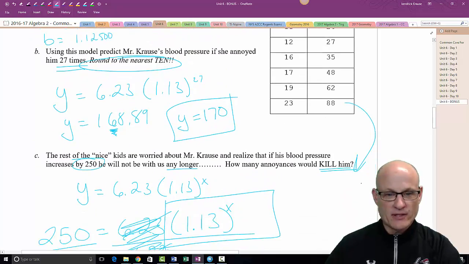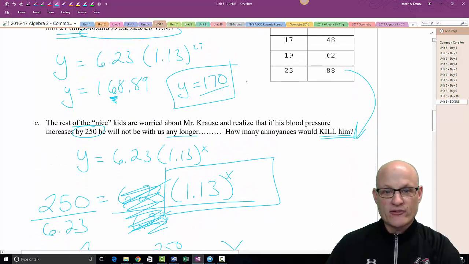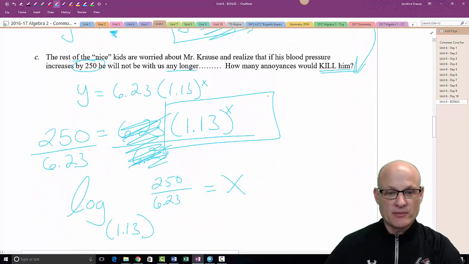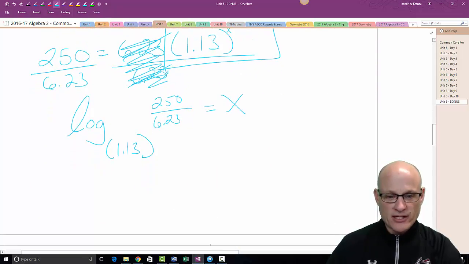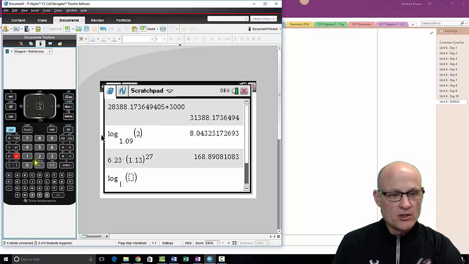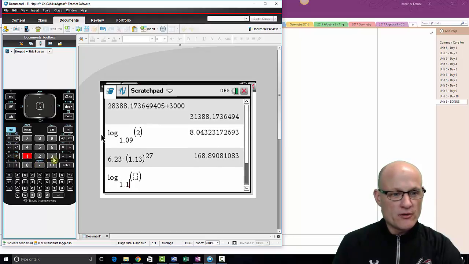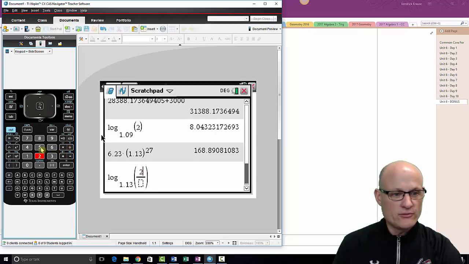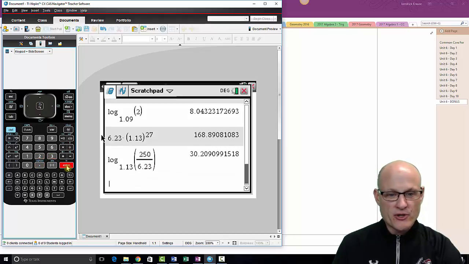Now, 250, that's a lot more than that. It's like way up here somewhere. So we got to figure out, well, I don't know. 27 got me to 170. Maybe it's going to be pretty close to that. So let's go over to the calculator. Maybe we expect 33, 34, something like that. So control log base 1.13 of control division 250 over 6.23. And it should be around 30.